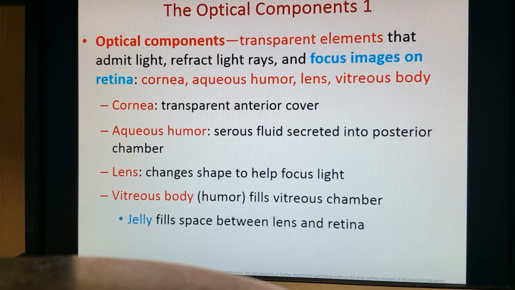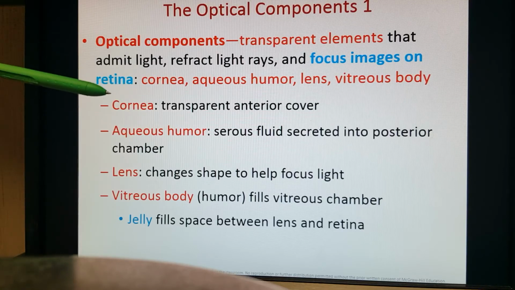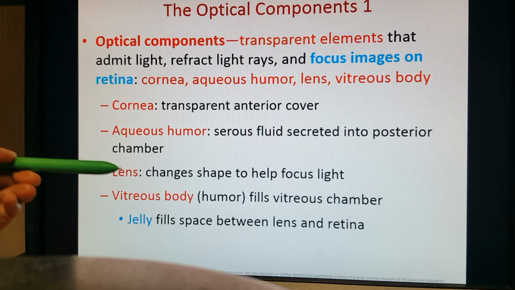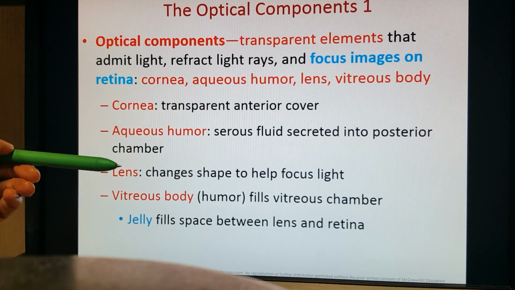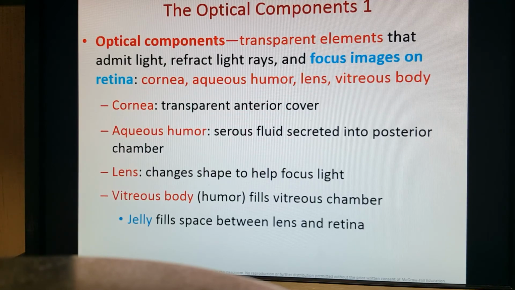Sorry about that. Okay, so the optical components of the eye are the clear parts of the eye that help send the image from whatever you're looking at to the back of the eyeball. They're transparent, or clear. These are the cornea, on the outside anterior cover of the eye, and the aqueous humor, the inside filling between the cornea and the lens, going through the pupil region. Then after you hit the lens, moving through into the vitreous body, a more jelly-like substance in between the lens and your retina on the back of the eyeball.